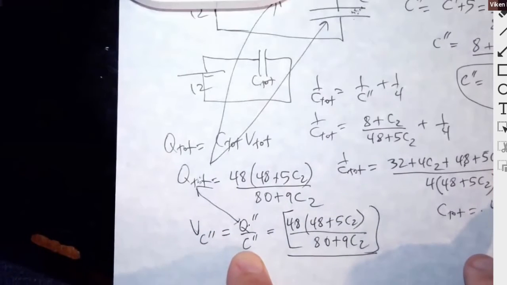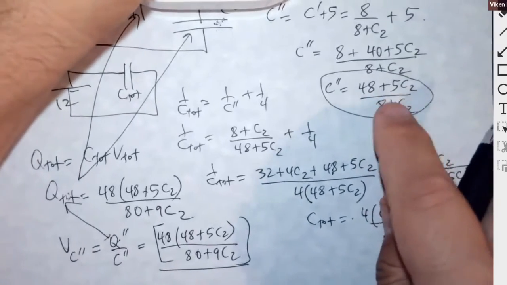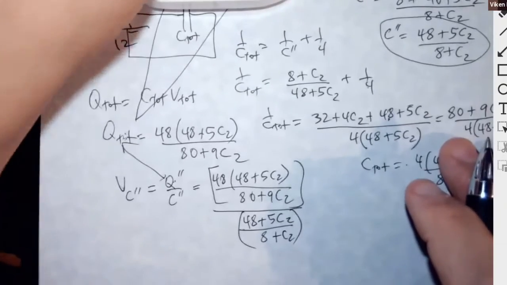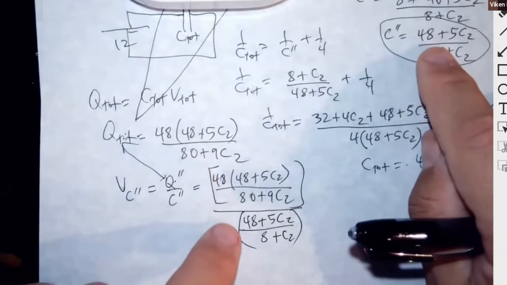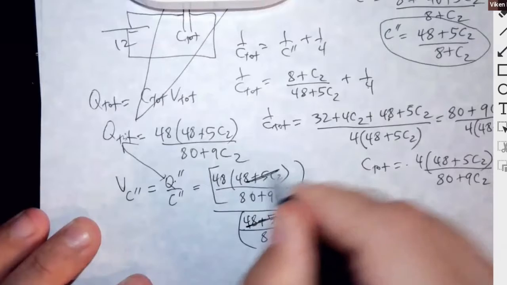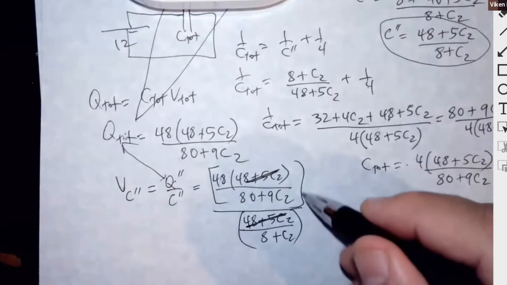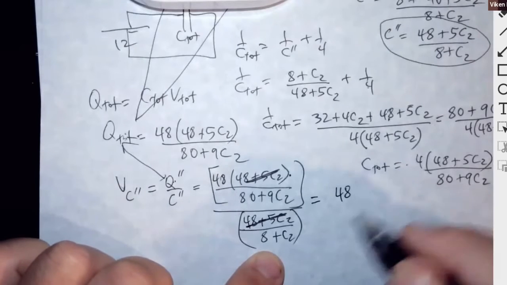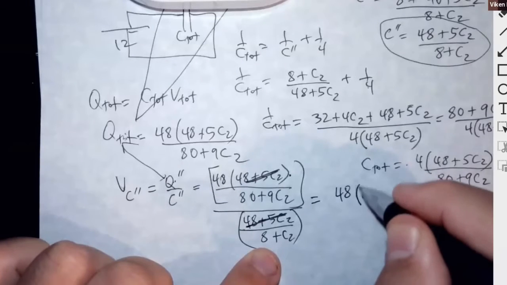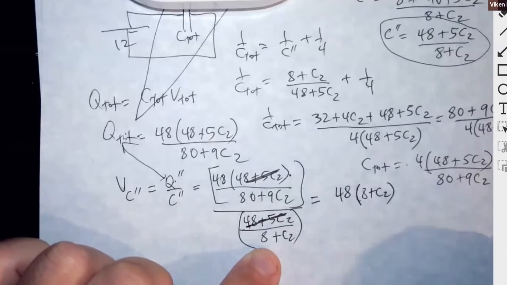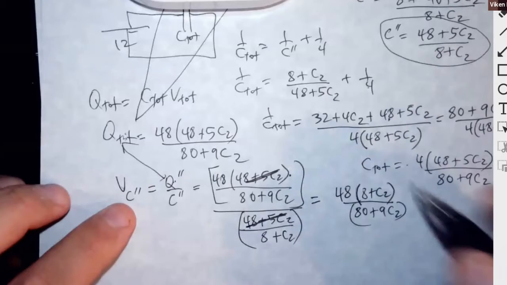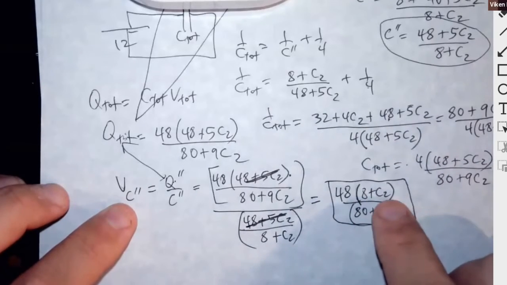Divided by C double prime, which was here. So then this guy divided by that guy. Sometimes you get good cancellations here. 8 plus C2. Okay, so then it's like that. So you're dividing this by this to get the voltage of that guy. And you're just going to say, okay, this one is going to cancel this guy. And then this one flips to the top. Then you just have 48 times that. Yep, 48. This goes there, 8 plus C2 divided by 80 plus 9 C2. I don't think we can simplify that. That's it. So that's the voltage of that guy. 48, 8 plus C2, okay.